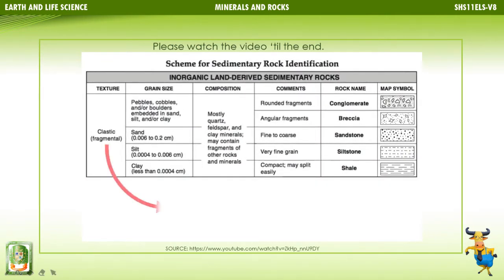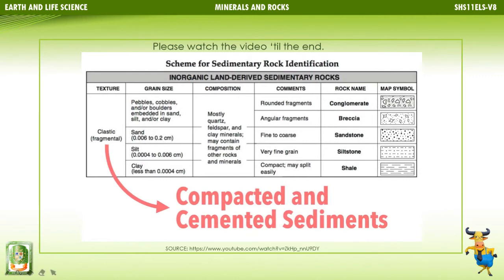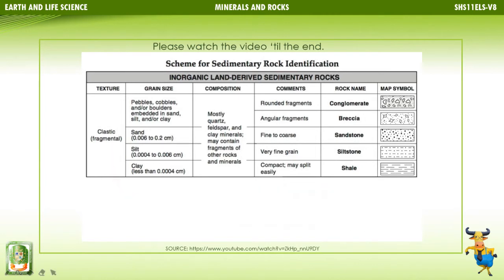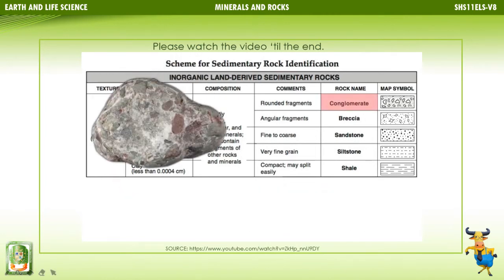These are referred to as being clastic rocks, which simply means rocks that, as I mentioned, are made of compacted and cemented sediments. And it's very simple. Each rock is just made of a different combination or size of sediments. Let's go through them. This is a conglomerate. Conglomerate is made of big and small sediments mixed together. As long as those sediments are rounded, it will be classified as conglomerate.